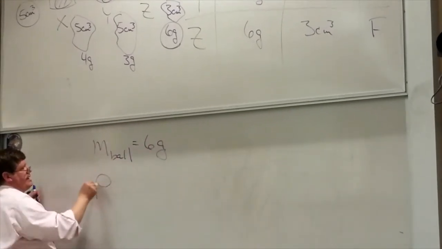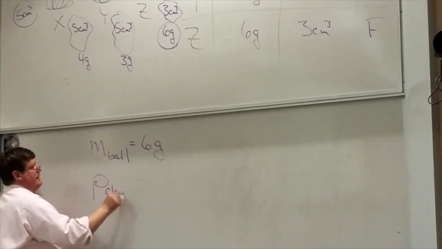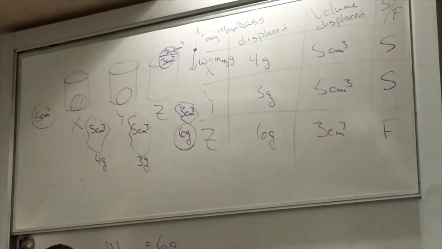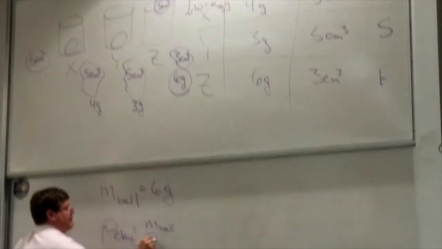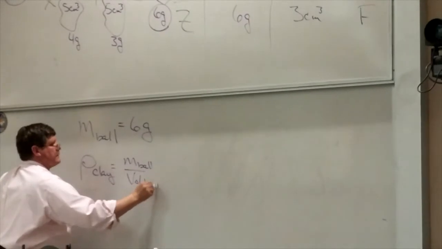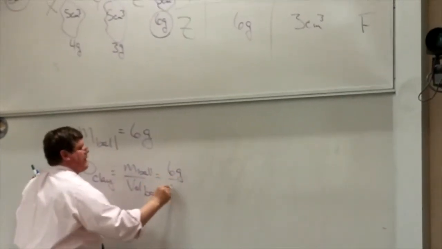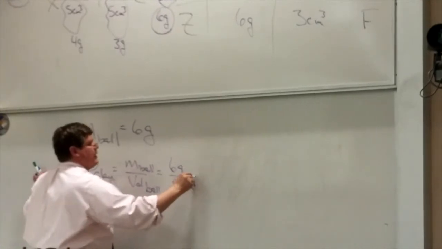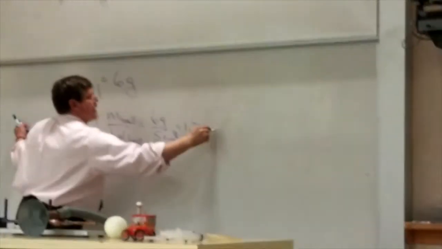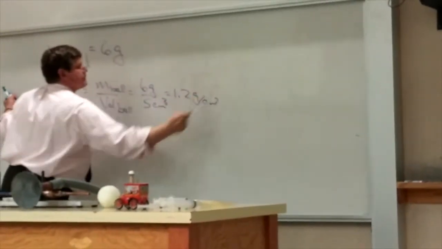And that means that the density of the clay is equal to the mass of the ball divided by the volume of the ball. That's going to be 6 grams over 5 centimeters cubed, or 1.2 grams per centimeter cubed.